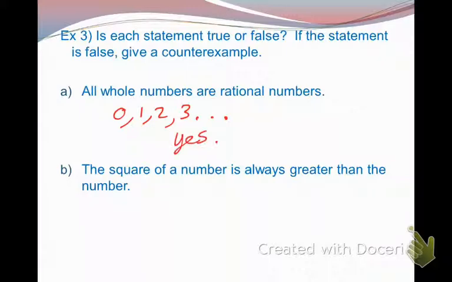The square of a number is always greater than the number. Well, what we're used to, like 1 squared, 2 squared. So 1 squared equals 1. Oh, right there, that's a problem, because I'm guessing 1 is not bigger than 1. So right here is a counterexample to that.